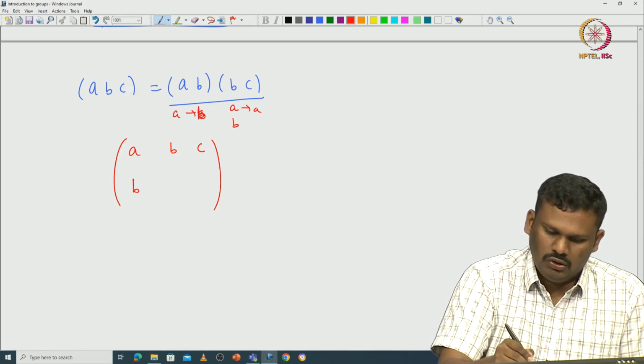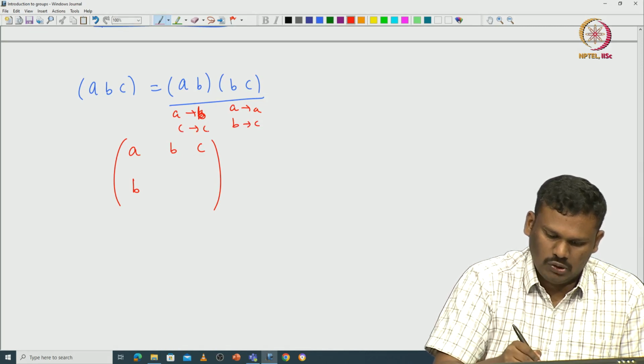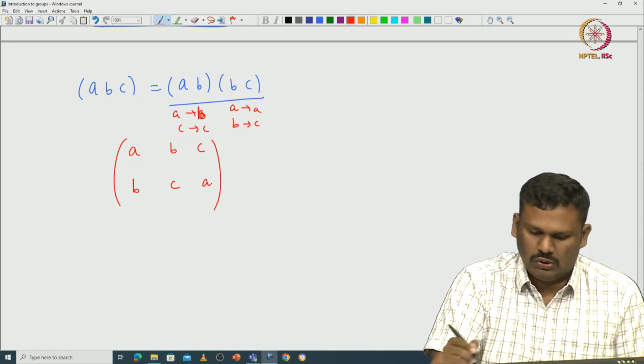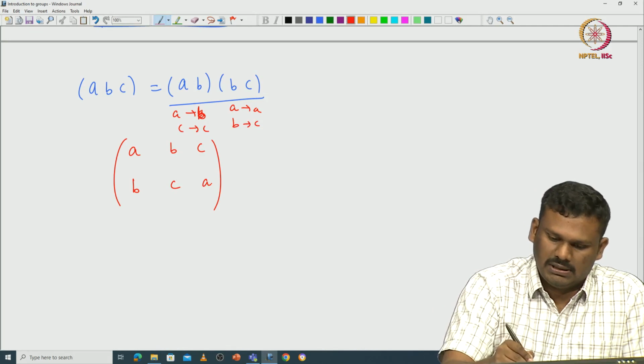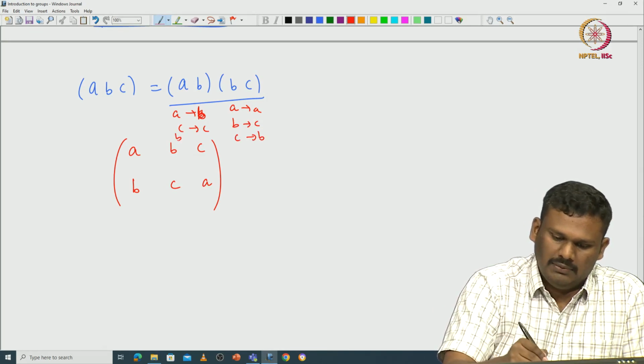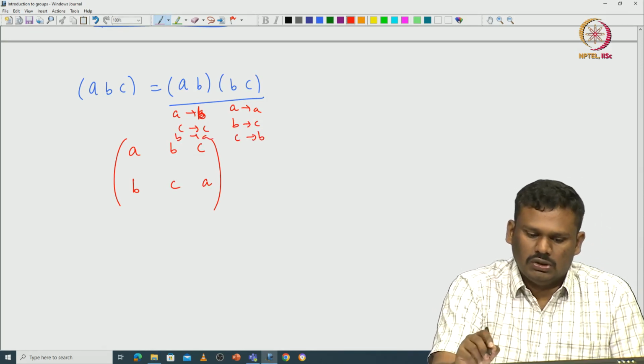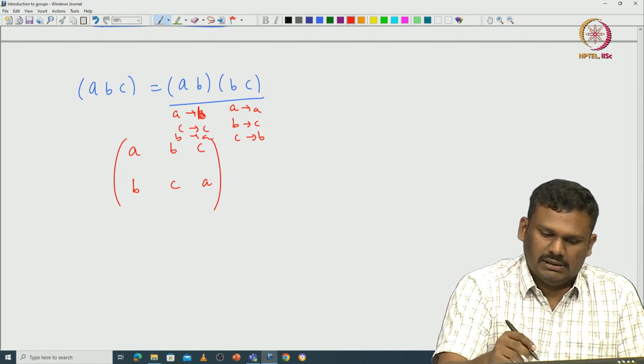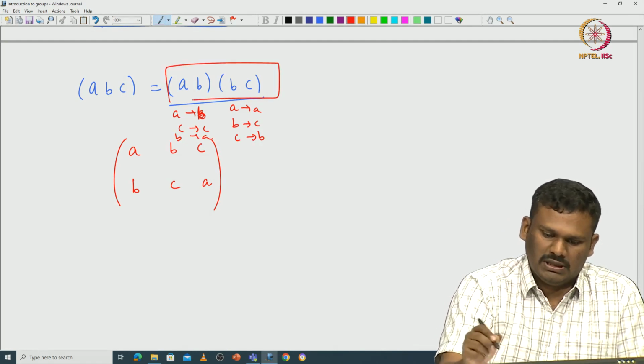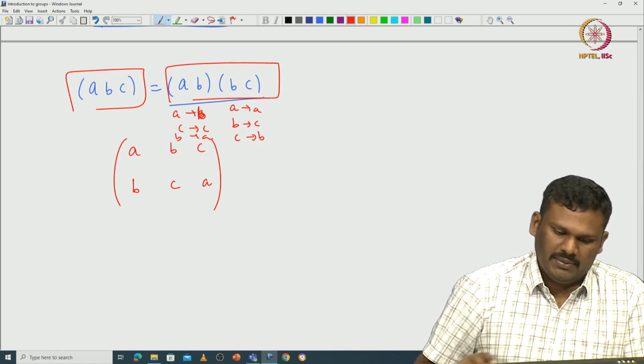Now B goes to C here and then C goes to C, so B goes to C. So, C must go to A, there is no other option because C goes to B and then B goes to A in this. So, now you can see that the product of these 2 transpositions is exactly equal to this ABC.